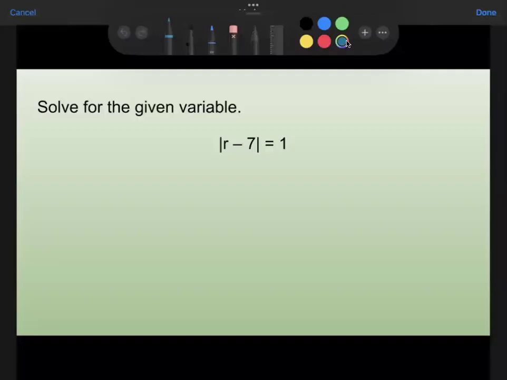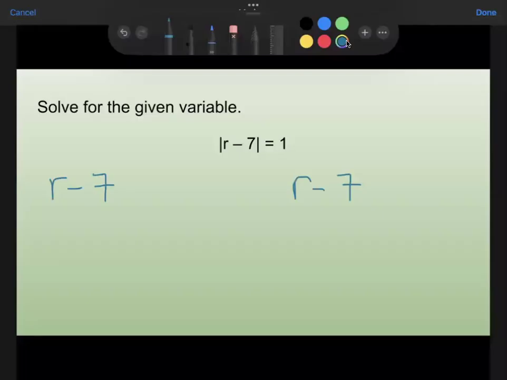Okay, here is our next one. We're going to solve this absolute value equation for the variable r. We're first going to check to make sure that the absolute value expression is isolated, and it looks like it is on the left side because it's completely by itself. So that's what I'm going to write twice. I'm going to write r minus 7 and r minus 7.